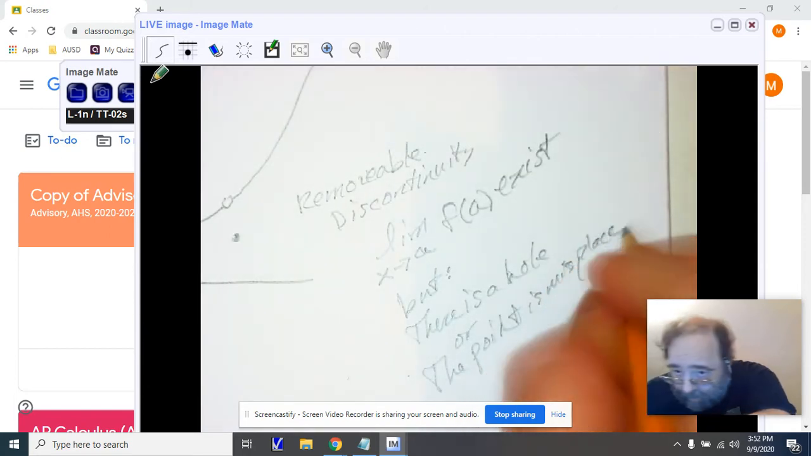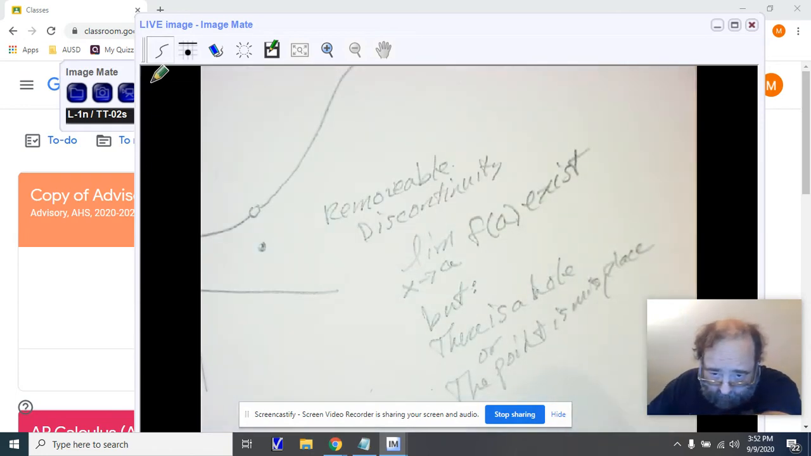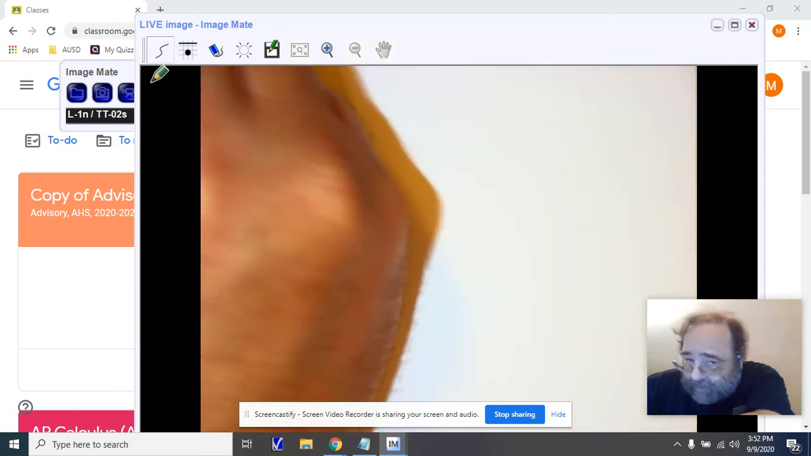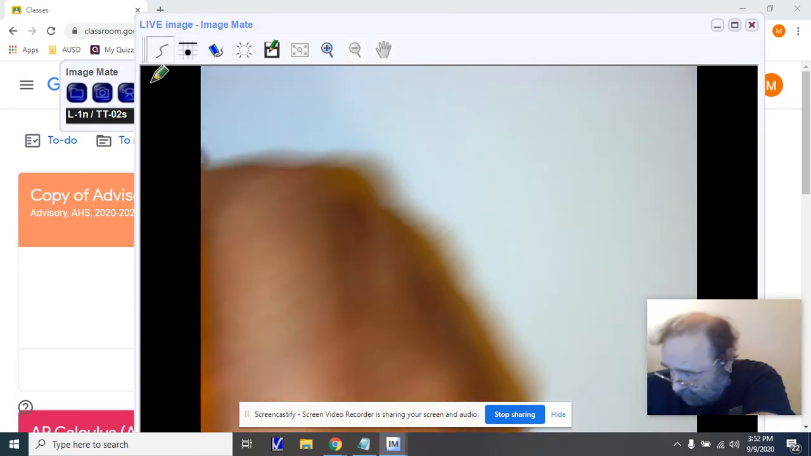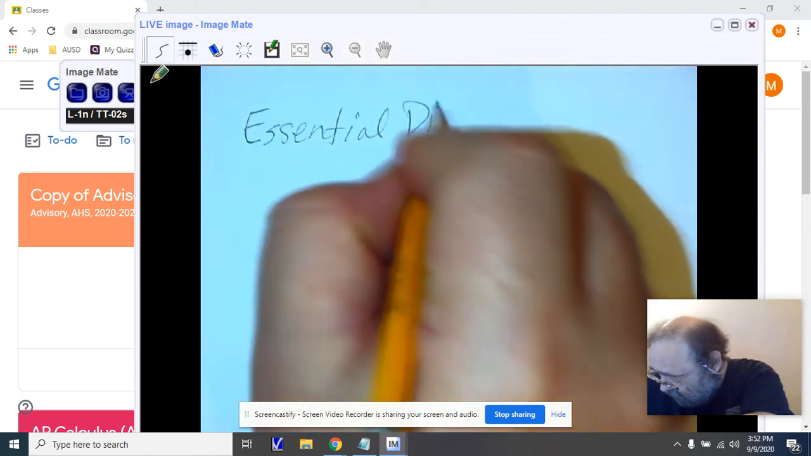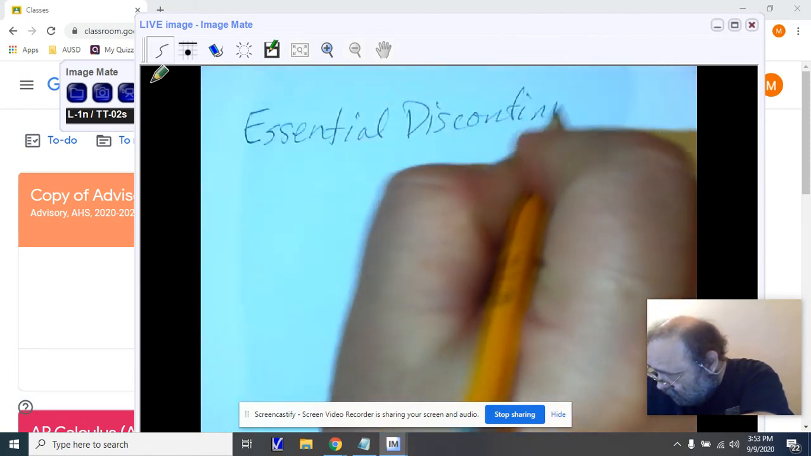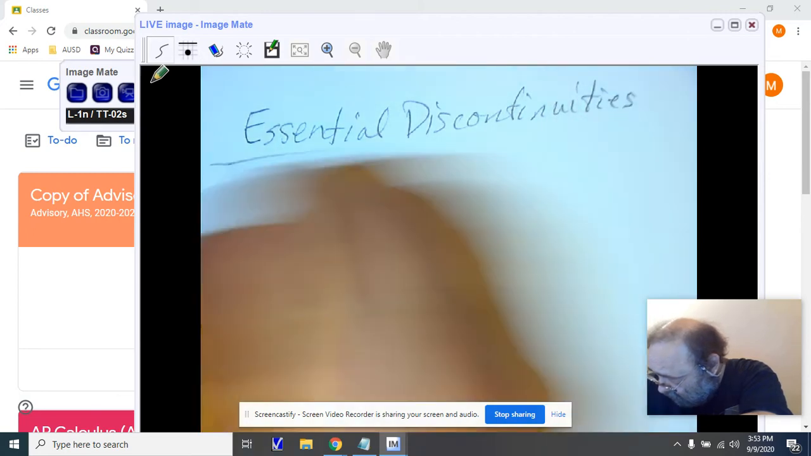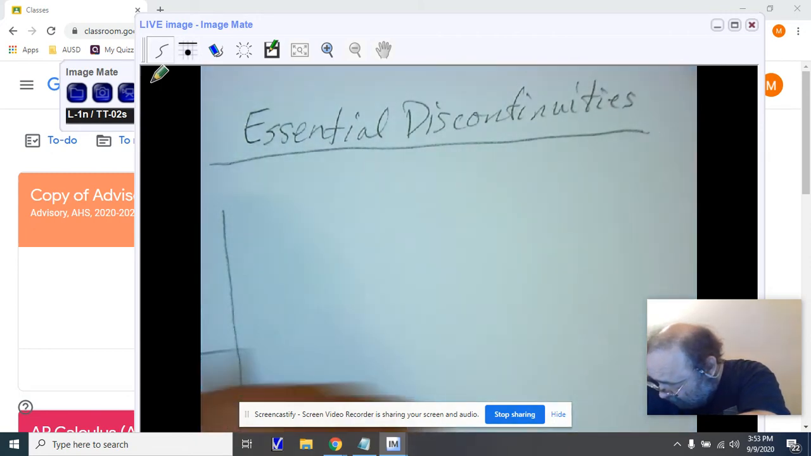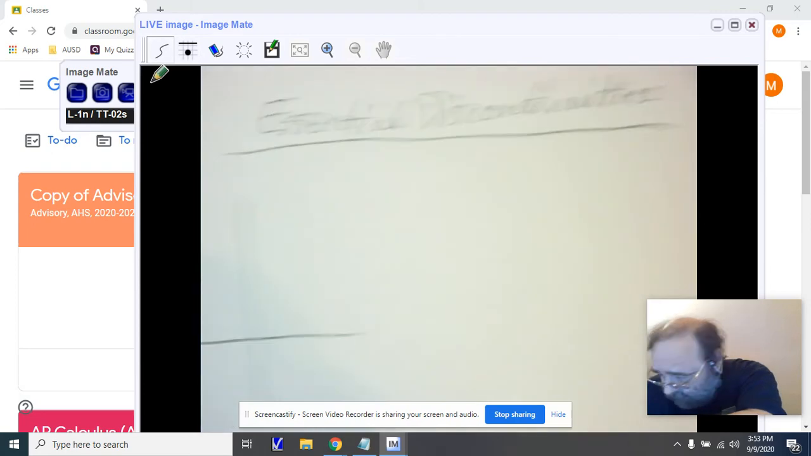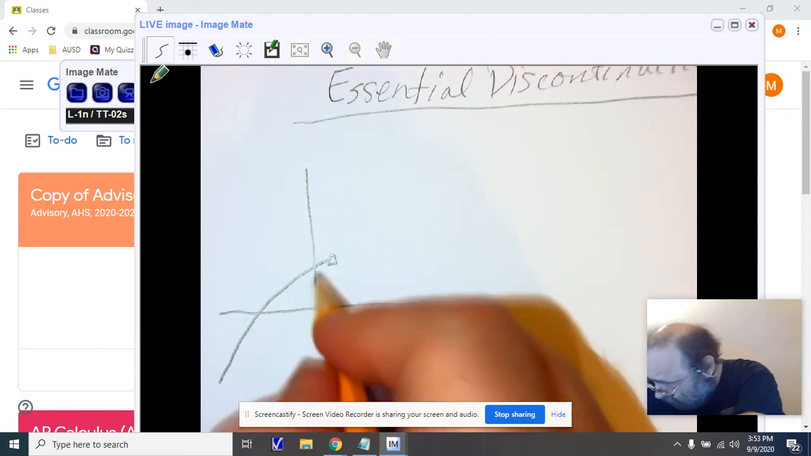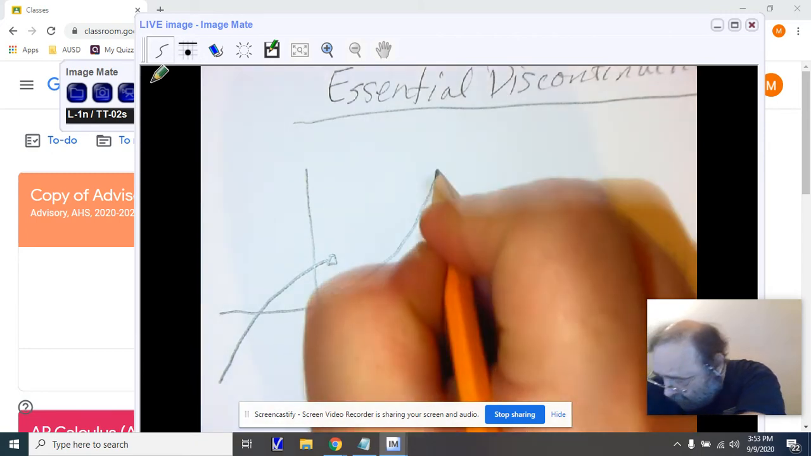All right. Now the second one we talked about, the limit didn't exist. This was the first of our essential discontinuities. And essential discontinuities, there are two of them. And the first, let's just look at the first, is having a one-sided limit either on one side or both, but those limits aren't equal.